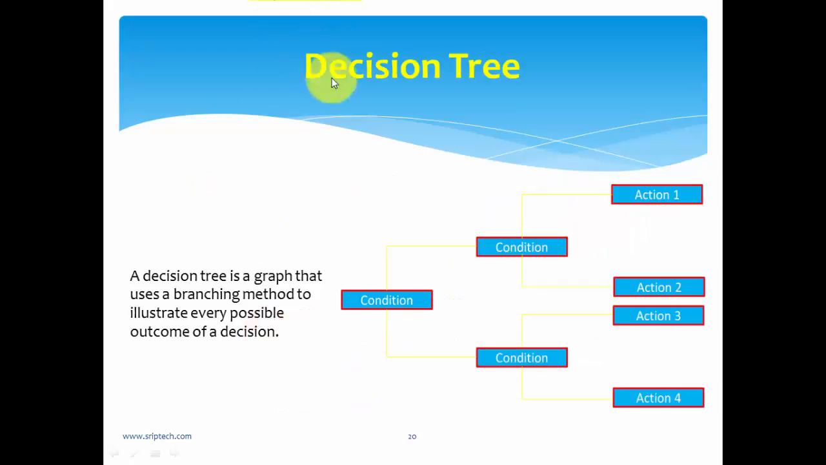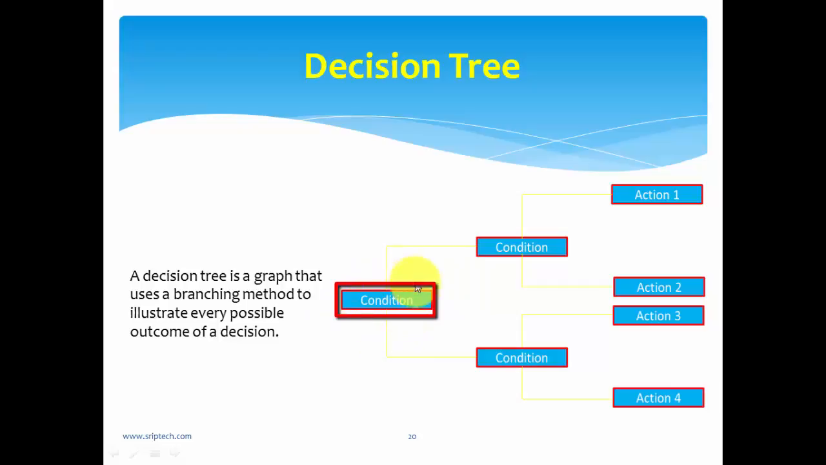Now the one more design notation you are going to learn is called a decision tree. Now what is a decision tree? A decision tree is basically written if you have multiple actions to consider based upon a certain condition. As you can see here, a decision tree is a graph that uses a branching method to illustrate every possible outcome of a decision. Now I have a condition here.